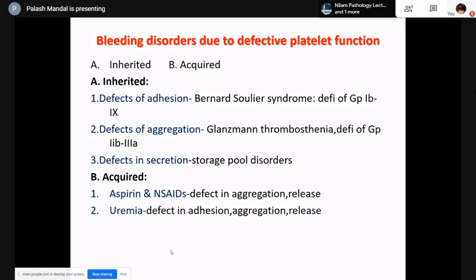And there is also defect in secretion and storage pool disorders, and there are various names. Okay, I have not gone into the details of those names, you can find them in your book. So the aim of this lecture is to give you the basic idea from which you can start and go ahead with it.